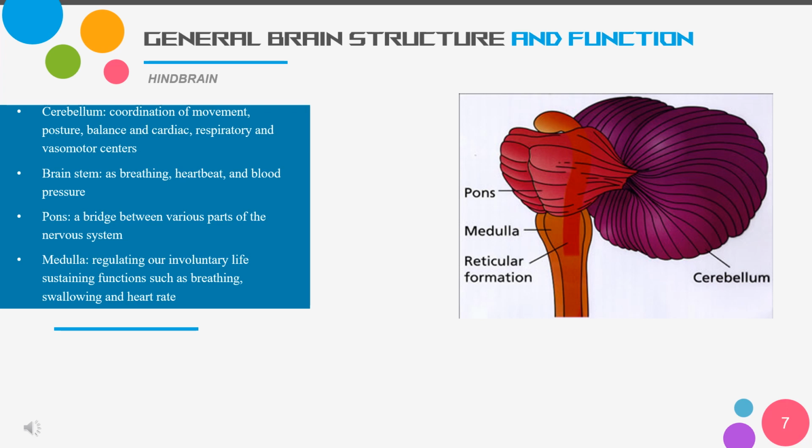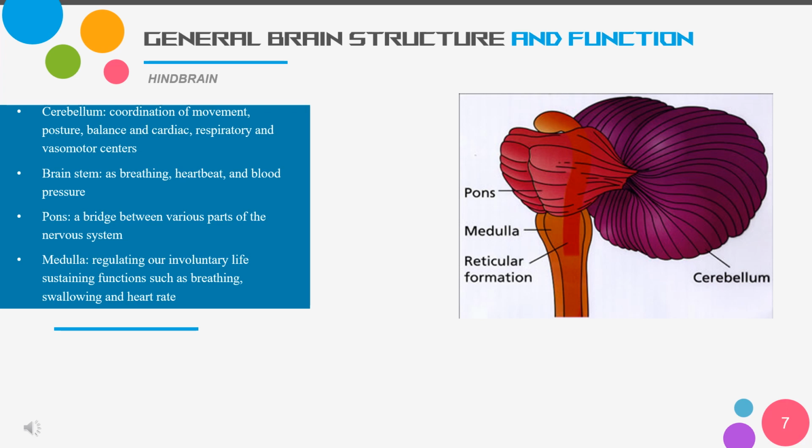The second one is the brainstem. The brainstem is located beneath the limbic system. It is responsible for vital life functions such as breathing, heartbeat, and blood pressure. The brainstem is made of the midbrain, pons, and medulla.